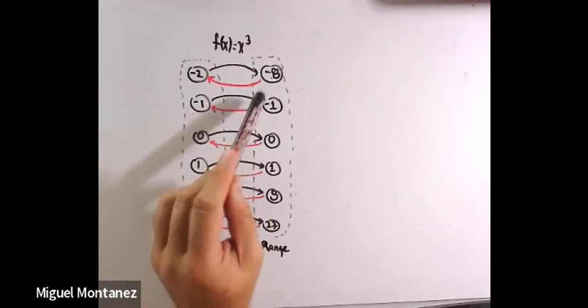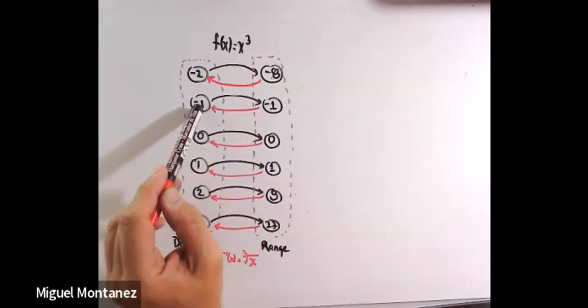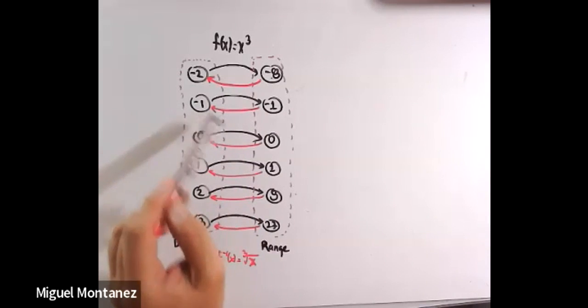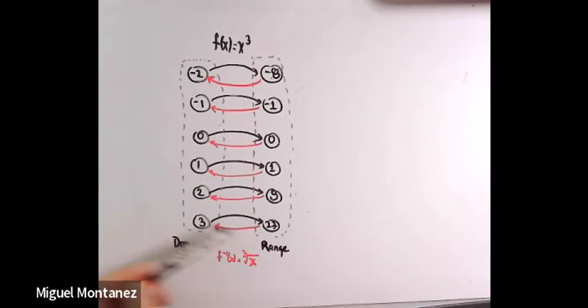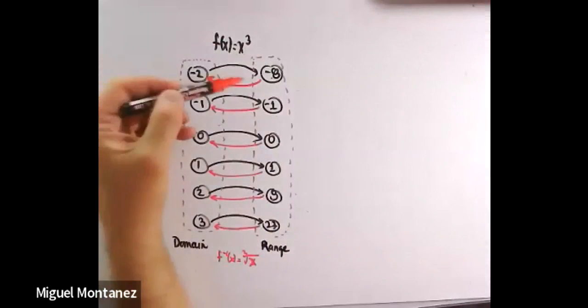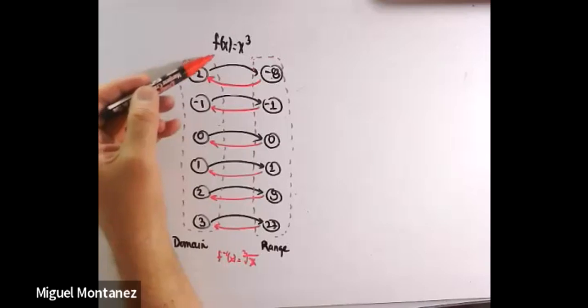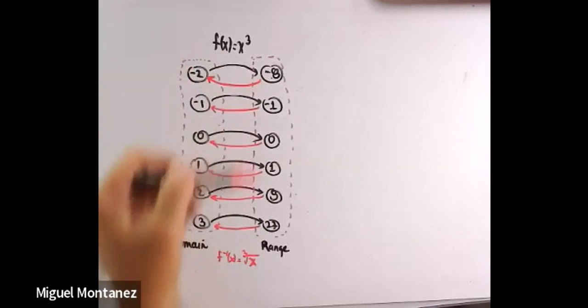So if you notice, of course, the cube root of negative 8 is negative 2, the cube root of negative 1 is negative 1, the cube root of 0 is 0, the cube root of 1 is 1, the cube root of 8 is 2, the cube root of 27 is 3. Moreover, this is very important, folks. Notice that if I'm moving from left to right, so just use this black route, that will be your function f of x. This is the domain and this is the range.